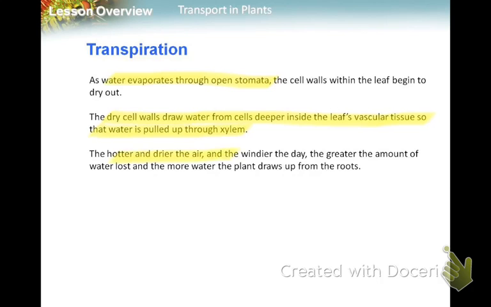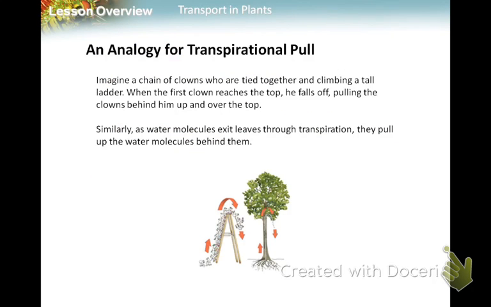The hotter and drier the air and the windier the day, the greater amount of water lost, and the more water the plant draws up from the roots. So in order for liquid to move through a straw, it has to exit the top. Here's an analogy that's sort of creepy. A chain of clowns are tied together and climbing a tall ladder. When the first clown reaches the top, he falls off. That pulls the clowns behind him up and over the top. This is similar to what water molecules do. So as water molecules are exiting the leaves through transpiration, they pull up the water molecules behind them.